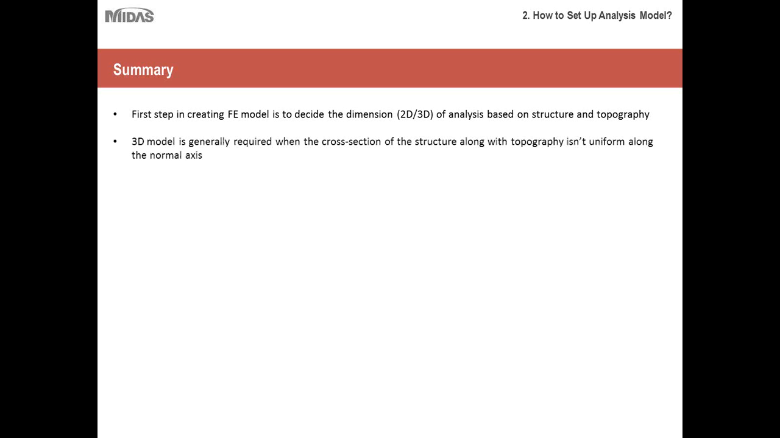So this brings us to the end of chapter 2, and let's go over the points that we learned today. So first step in creating finite element model is to decide the dimension of analysis, whether 2D or 3D, based on the structure and the topography. So let's say your structure is symmetric all throughout, but the topography is changing drastically, then also you might need 3D analysis, because that will affect the loads that are coming onto the structure. 3D model is generally required when the cross section of your structure along with topography isn't uniform along the normal axis.